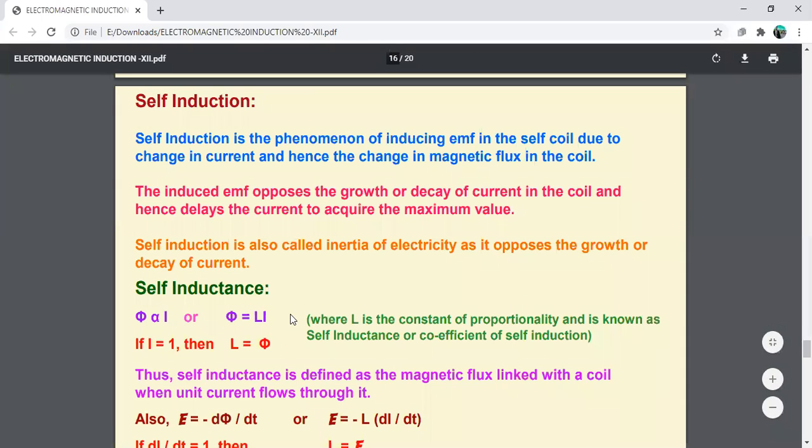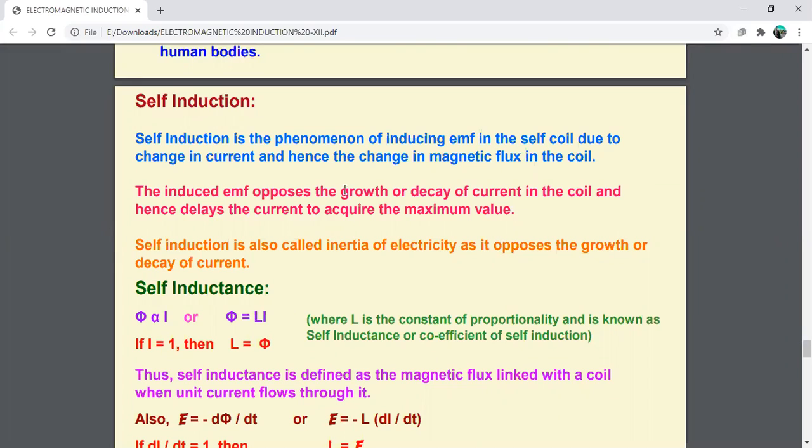So, in the last class, we have discussed self-induction. Actually, it was just started. You know well that self-induction is an electromagnetic phenomenon of inducing EMF in the coil due to change in its own current, and hence magnetic flux changes in the coil.